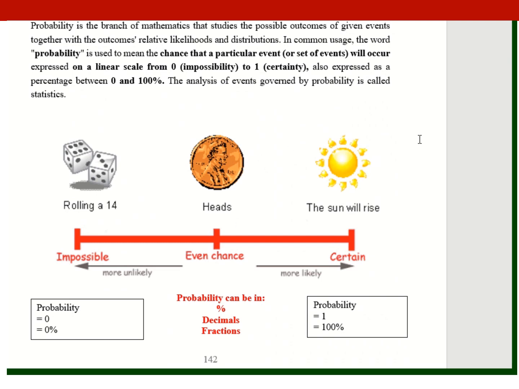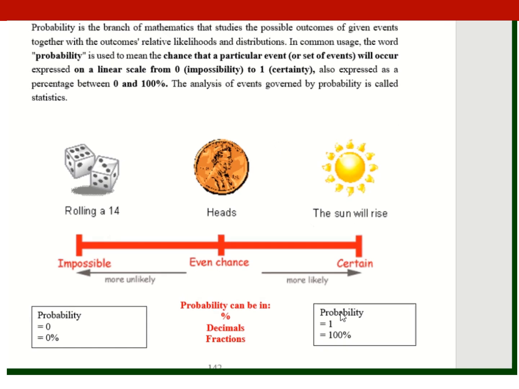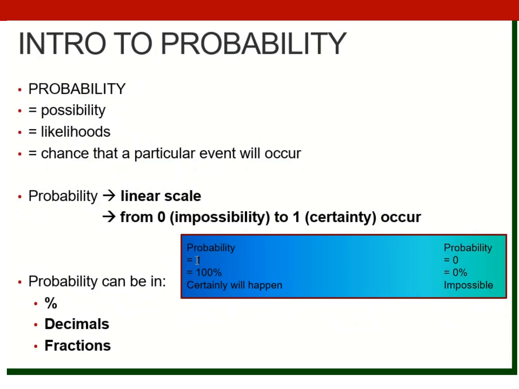Look at this. When you flip a coin, the probability of getting a head or a tail is an even chance. Why even chance? Half and half. Either you get a head or a tail. Then impossible: when you roll two dice, what's the probability of getting a 14? Impossible. You cannot, because the highest is 12. What's the probability that the sun will rise? Surely the sun will rise. The probability will be 1. As you go from impossible towards 1, the probability of the event happening gets higher and higher.